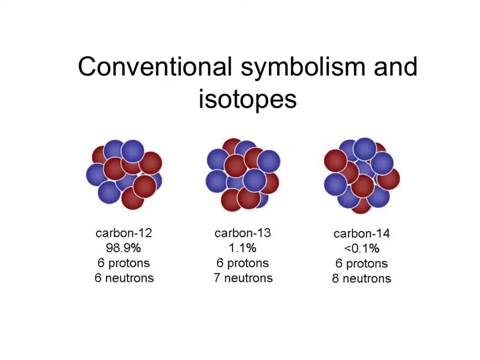This tutorial looks at conventional symbolism, which is a way of writing the name of an element or its symbol along with its mass number, and also isotopes and the effect that isotopes have on a number on the periodic table called the relative atomic mass.